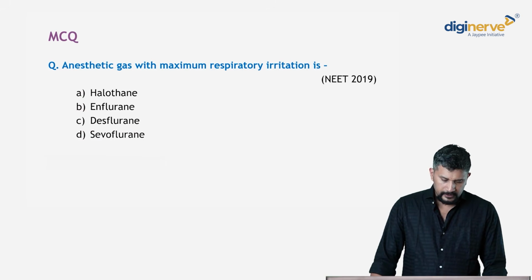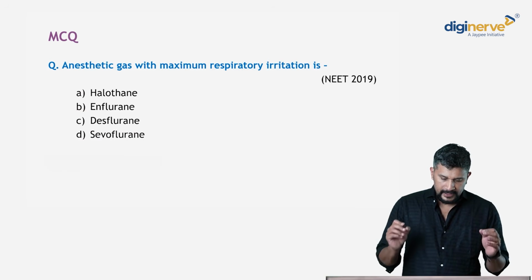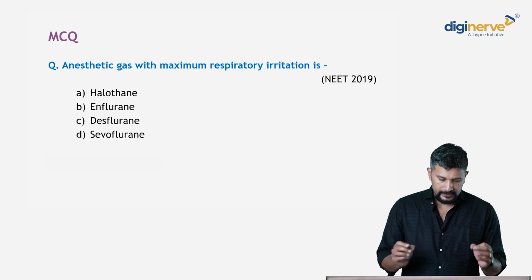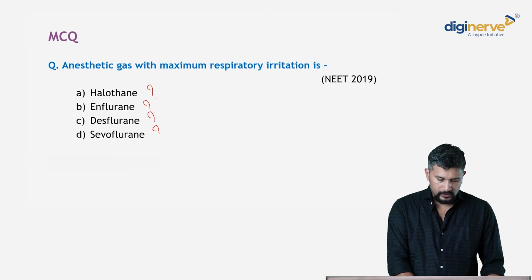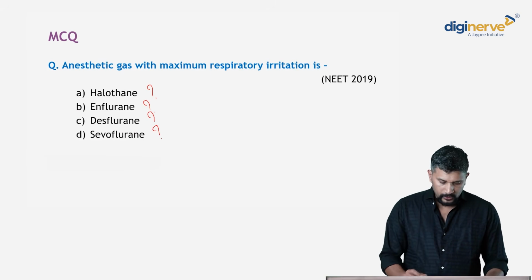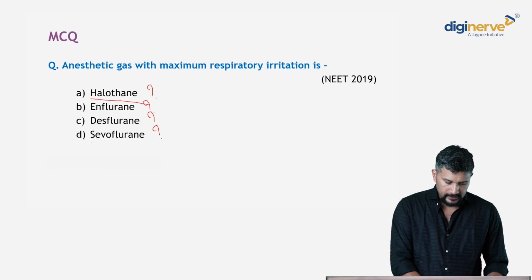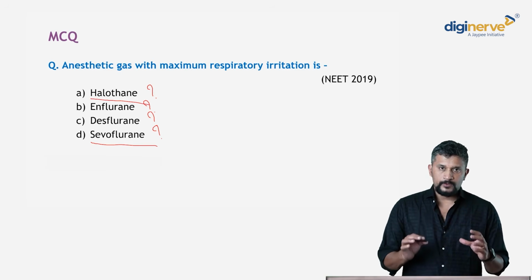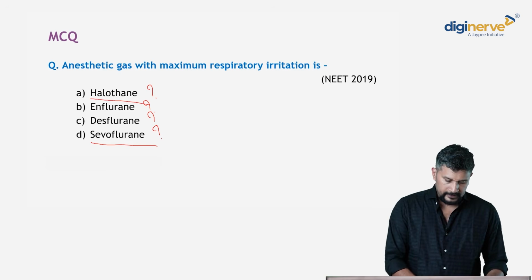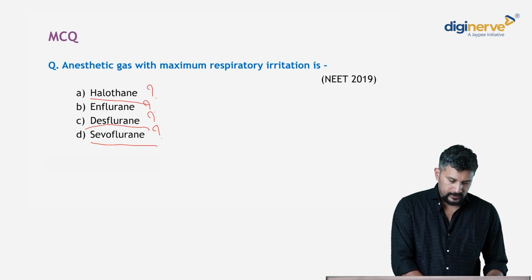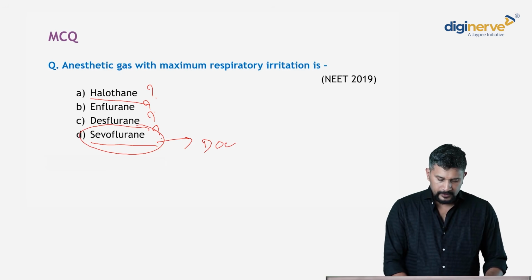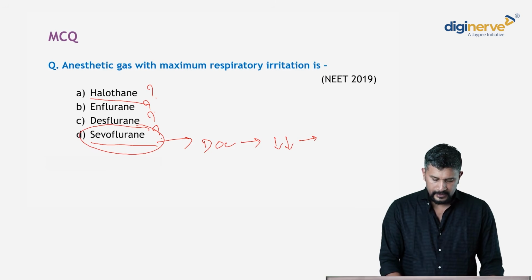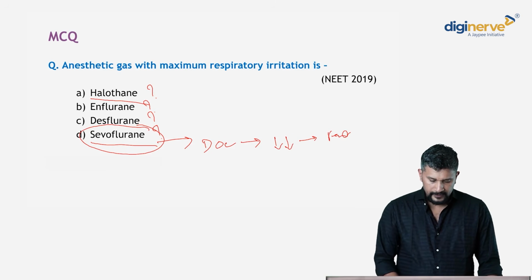So the next question, the anesthetic gas with maximum respiratory irritation is it halothane? Is it enflurane? Is it desflurane? Or is it sevoflurane? We all know that halothane and sevoflurane are the drugs which are used for inhalational induction of anesthesia. Sevoflurane is the one which is a drug of choice for inhalational induction because it causes lesser respiratory irritant action and it has a fast onset and recovery.